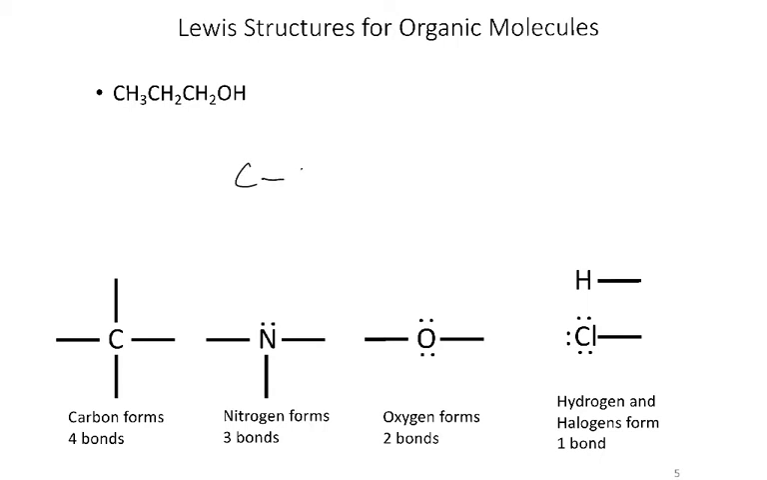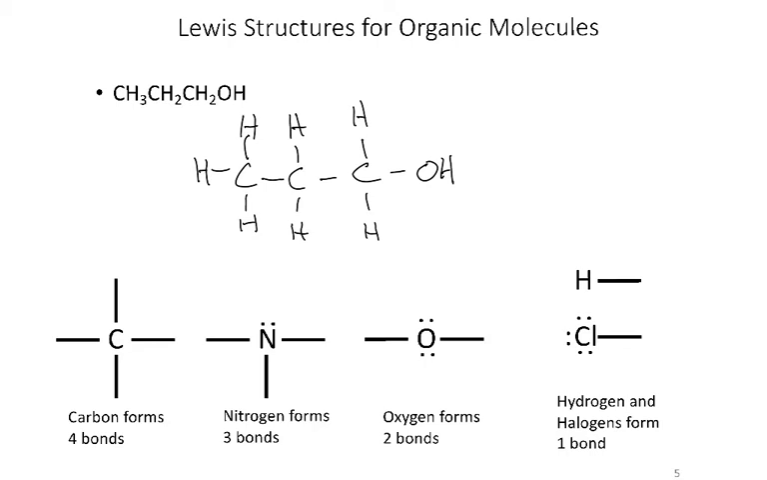I would have my 3 carbons, and then an OH, and there's 3 hydrogens on the first carbon, it's a CH3. And then it has a CH2, so there's 2 hydrogens on that. And then there's 2 hydrogens in addition to the OH on the third carbon.